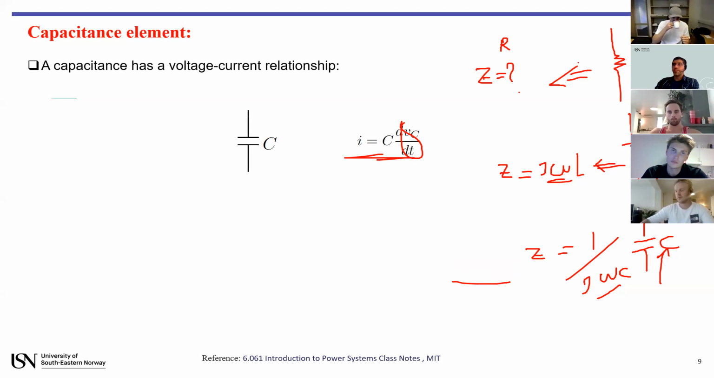However, for the resistor, the voltage is just R times I without any derivative. So when you don't have any derivative in the time domain, you will have no j omega in the phasor domain. That's why the impedance of a resistor is just R. But you have j omega here and j omega here.